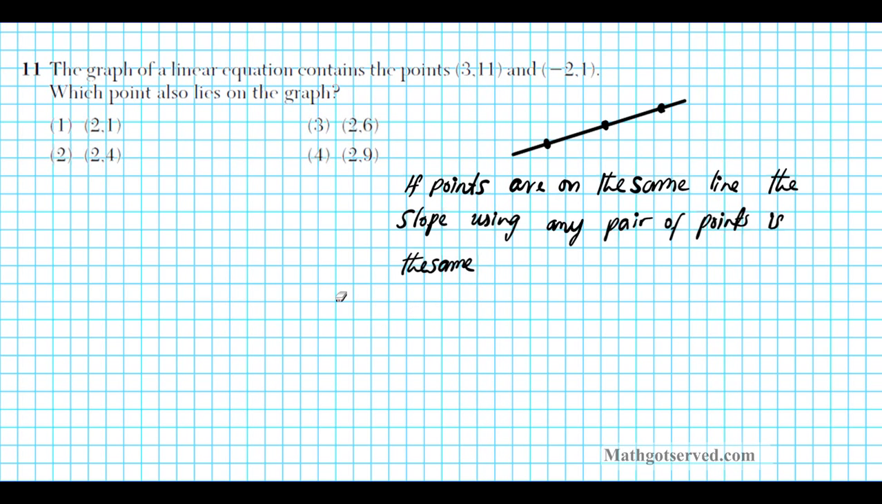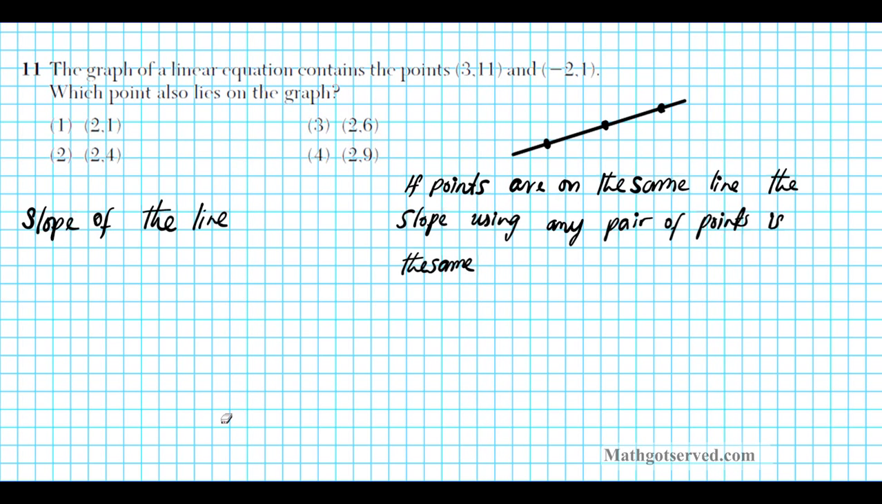So what we're going to do here is, first of all, find the slope of the line using these 2 points. Then we're going to pick one of these points, preferably the first one, and calculate the slope of the line using that point and these 4 options. Whichever gives us the same answer as the slope using these 2 points, that point will also lie on the graph. So let's go ahead and find the slope of the line first.